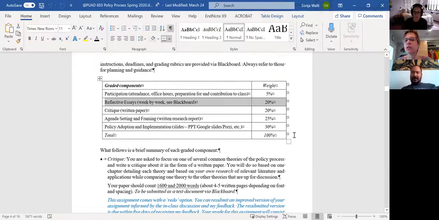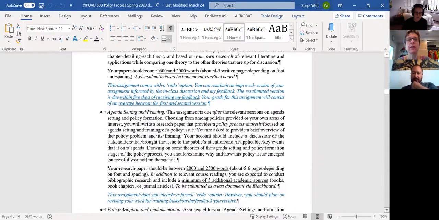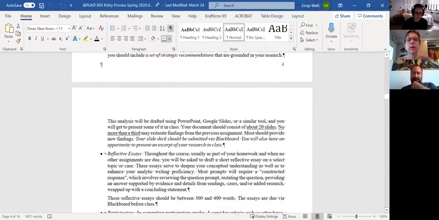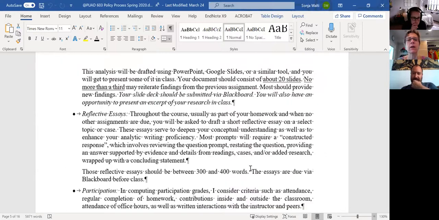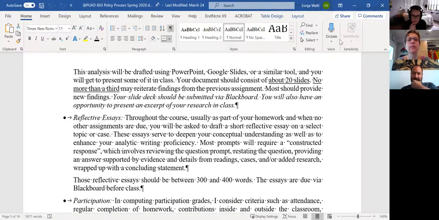And the explanation is a little further down that I can even pull up. I have a rubric for this. Let's see, where do I have reflective essays? Here's the description of my assignment, of how they need to think about this throughout the course, usually as part of their homework.